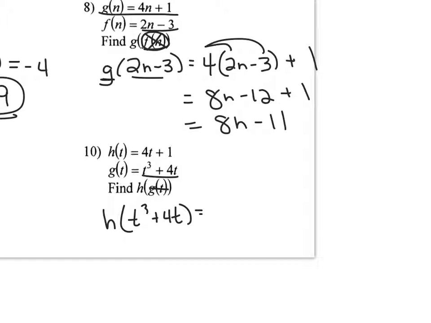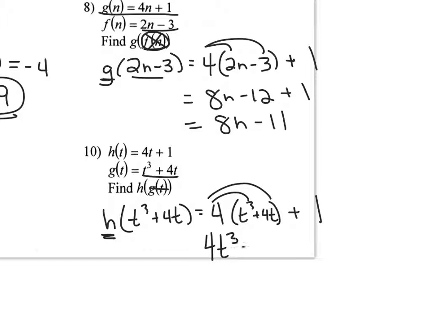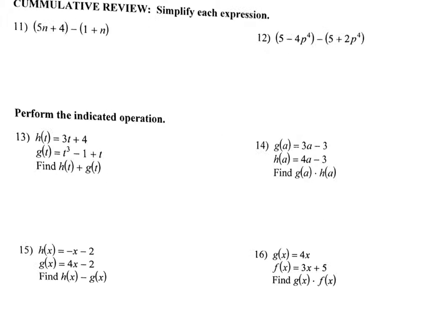And place it. We have an h here, so we rewrite h there, and we just put t cubed plus 4t. And then we have to do the math here. Distribute that through. So 4t cubed plus 16t plus 1. And there's no like terms, so that's it.